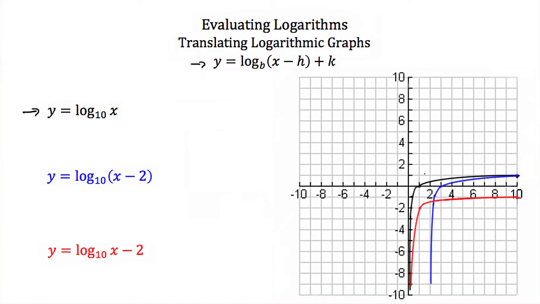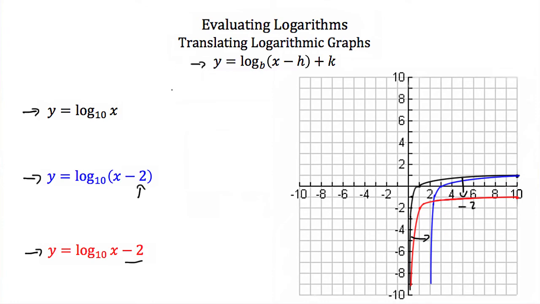And if I wanted to translate this horizontally, well, that occurs in our blue line here. We have y is equal to log base 10 of x minus 2. This, from the original graph, is a horizontal translation in the positive direction of 2. That's because I have a minus 2 inside the log function. In red here, I have the log base 10 of x, minus 2. This minus 2 is outside of my log function. And that gives us a vertical translation down 2.